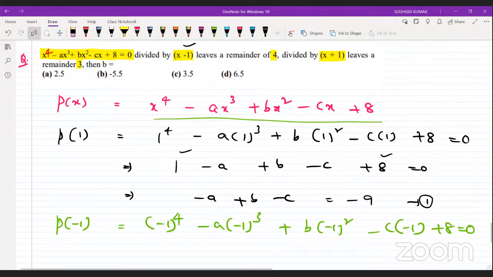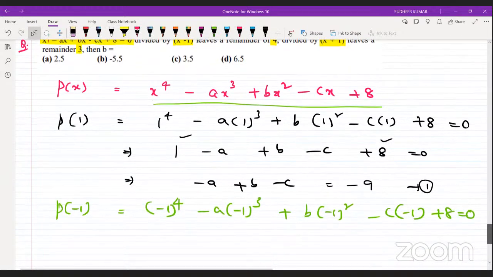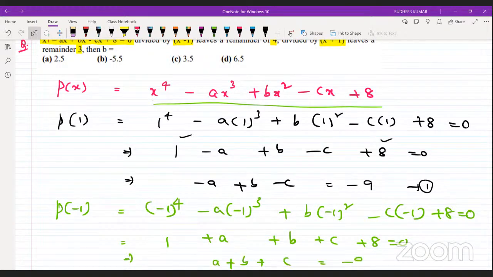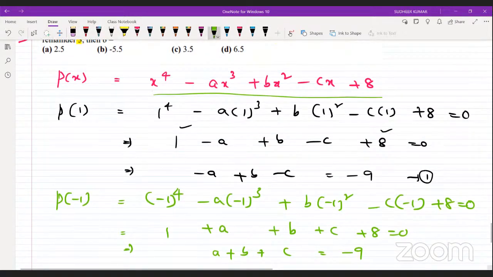Let's simplify this. So this is 1. Minus 1 whole cube is minus 1, so that it is plus a. Next, minus 1 whole square is plus 1b, minus of minus is plus c, plus 8 equal to 0. So the answer is a plus b plus c equal to minus 9. This is considered as equation 2.